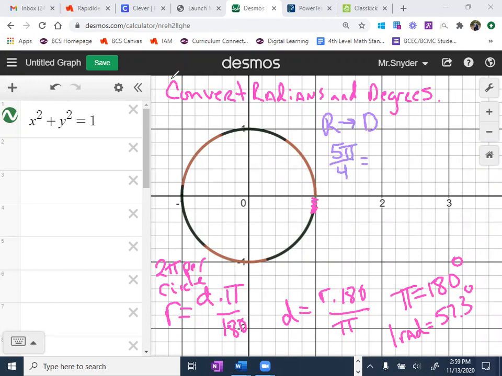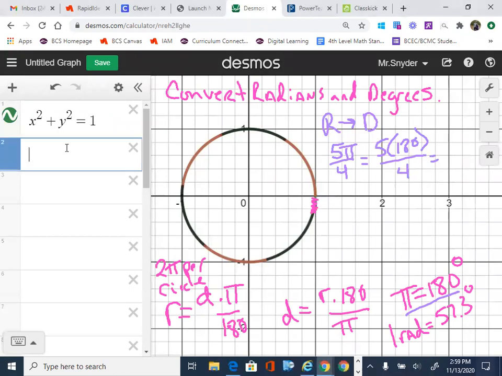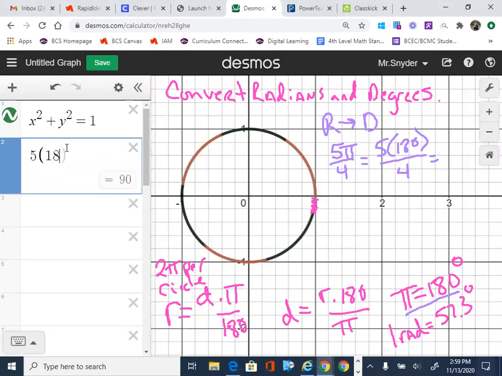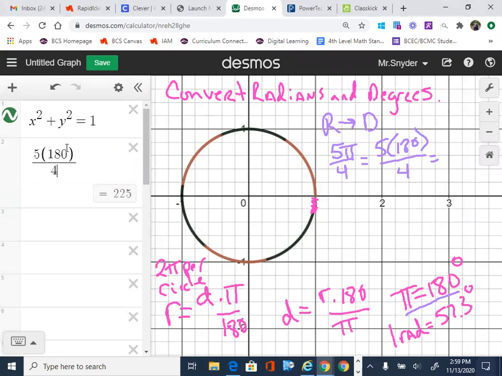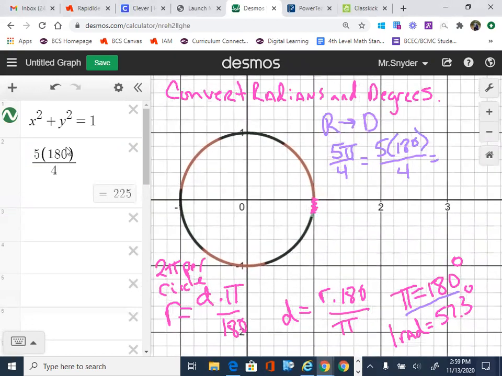Now, when I look at something that says 5 pi over 4, anytime there's a pi involved, I go after the fact that I know pi is equal to 180 degrees, okay? So if I want to convert 5 pi over 4 to degrees, really all I have to do is say, well, 5 times 180 degrees divided by 4. And that should give me how many degrees there are automatically. So let's go ahead and do that. I say 5 times 180 divided by 4. And that gives me 225 degrees.